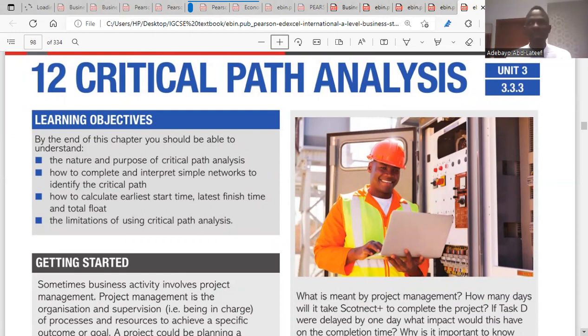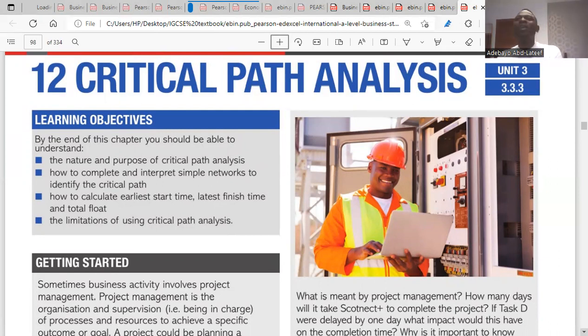Do you understand what critical path means there? Yeah. The tasks that have to be done to complete a project. If these tasks are not done, then the project will also be delayed. That is the critical path. Then we go to critical path analysis, which is CPA or network analysis.